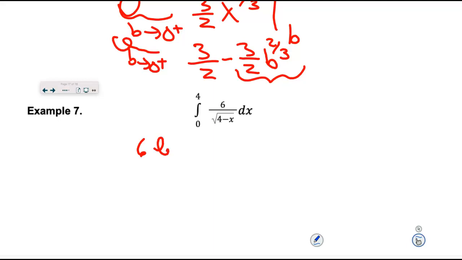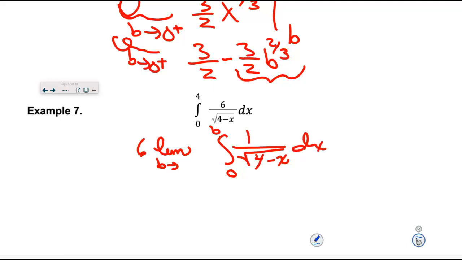I'm going to start my limit. I'm going to have B creep up on some issue. Which one's the issue? The 4. Yep. So my B is going to go on the top, and 0 is just fine. I'll do my 6 over the square root of 4 minus x dx. Now, what am I going to be approaching 4 from? Which direction? The left. Yep. 4 from the left.